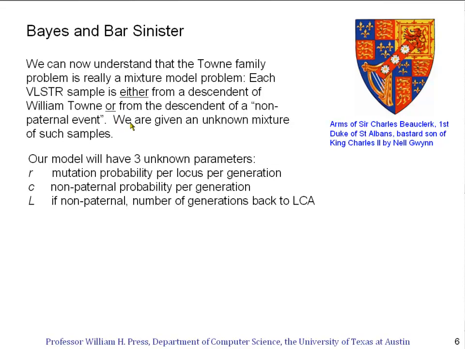Now, because we also need to know something about this other mixture component, the one which is non-paternal, we're going to model that in a very simple way by a single parameter L. And L says, if it's a non-paternal event, well, how many generations is it back to the last common ancestor? The idea here is we all have a last common ancestor. All humans are cousins to some degree, and we don't know exactly what, on average, in this little town in England, the number of generations back you have to go before you get a last common ancestor.